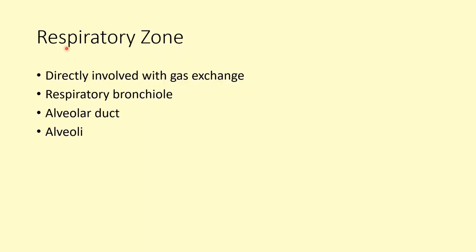The respiratory zone. You have the conducting zone, which was getting the air to the lungs. The respiratory zone is the area that's now directly involved with that gas exchange that must occur. And this is going to include the respiratory bronchioles, the alveolar ducts, and the alveoli.